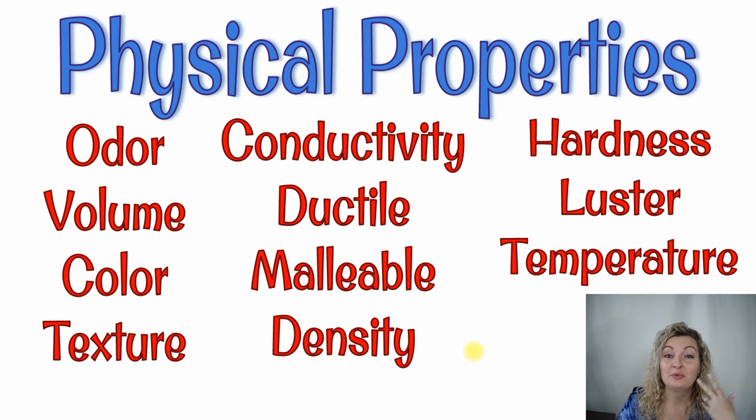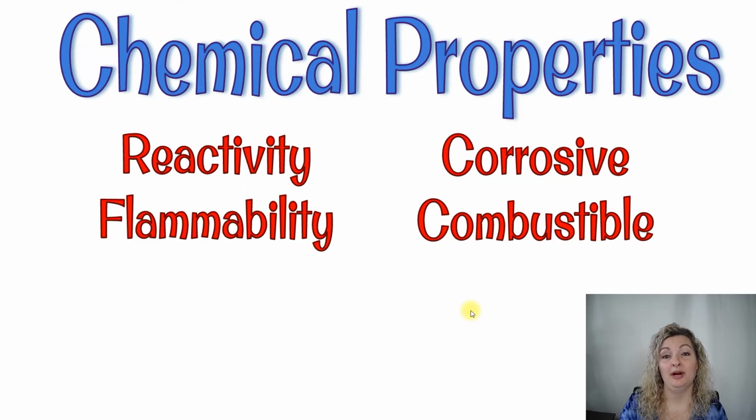So odor, or in other words, what it smells like; volume, which is how much space it's taking up; what color it is; what texture or feel that it has; conductivity, so if it can conduct electricity and heat well or not; ductile, if we can pull it into a wire; malleable, if we can pound it into a thin sheet; density, and you can calculate that; hardness; luster, remember luster is going to be how shiny it is; and then its temperature. Let's go ahead and review our chemical properties.